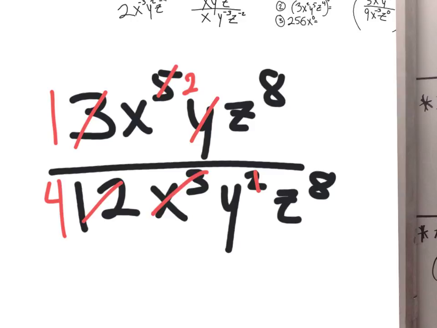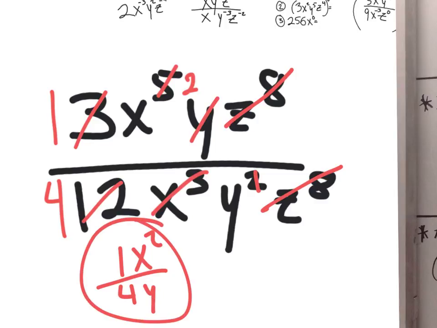And of course, if there's 8 z's up on top and 8 z's on the bottom, all the z's cancel out with all the z's. There's nothing left over. So our answer here would be 1 up on top with an x squared over 4 on the bottom with a y. That's your answer for this one. I hope that makes sense. Let's move on.